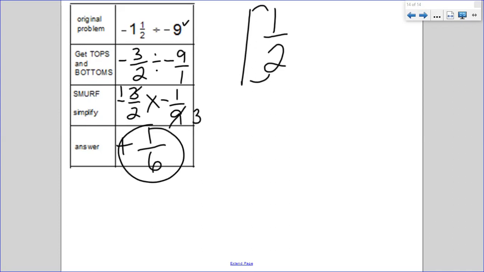So division of fractions, the main thing to remember is when you go to actually compute it, you need to take the second fraction, take its reciprocal and flip it, and turn it from a division to a multiplication sign.